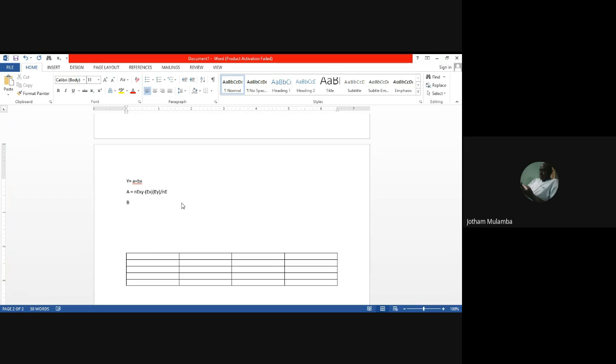n summation x squared minus summation x, in bracket, summation x, then we square it. This word is technical: square it. That's the formula for A, and this was the formula for B.